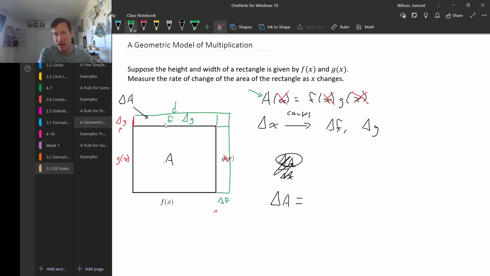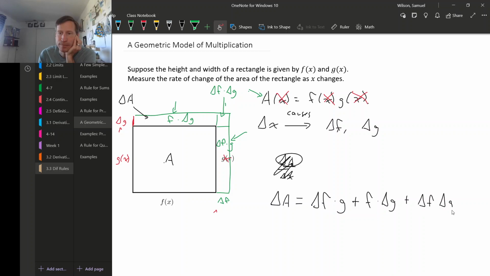The piece along the top has area f times delta g. Now for this piece along the right-hand side, its width is delta f, and its height is g, so delta f times g is the area of this piece along the right. And this upper right-hand corner is delta f wide and delta g tall. So adding these three extra pieces together, the change in area is delta f times g plus f times delta g plus delta f times delta g.